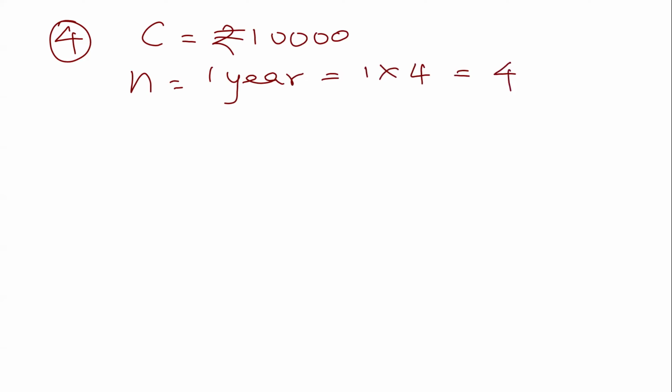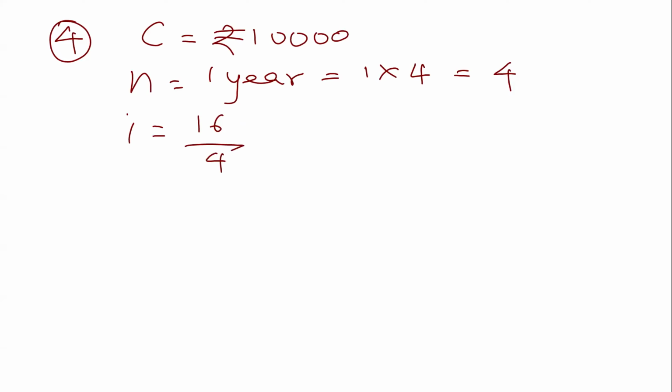Question number 4: find the accumulated value after 1 year. Okay, so we are supposed to find out the accumulated value after 1 year of an annuity immediate in which 10,000 is invested every quarter. So see, the annuity is of rupees 10,000. It is invested each and every quarter. Okay, so in 1 year there will be four installments. So n is equal to 1 year, so 1 into 4, because for quarterly calculations we multiply the number of years into 4. And i, the rate of interest, will be divided by 4. So this is only for quarterly.